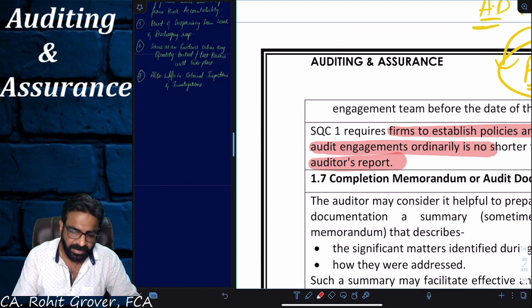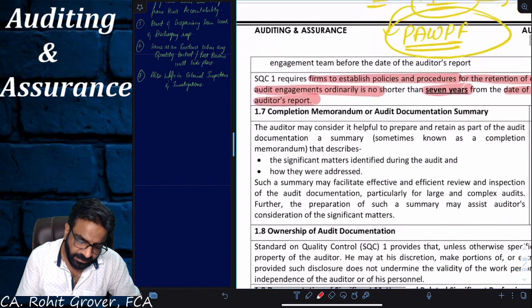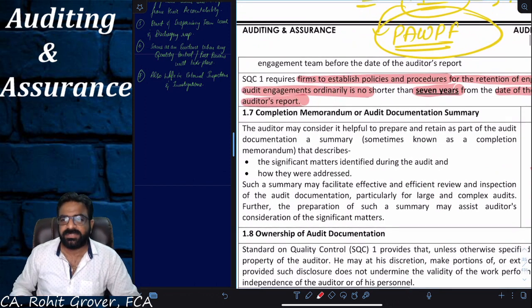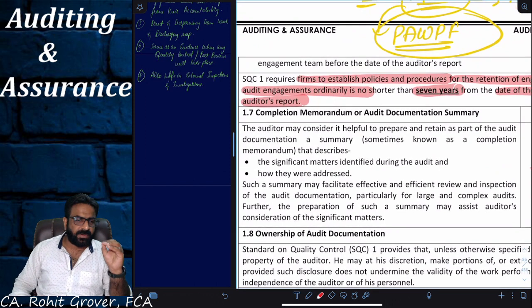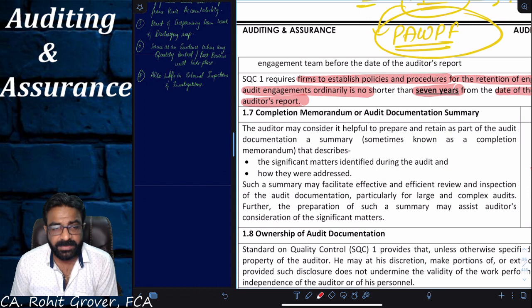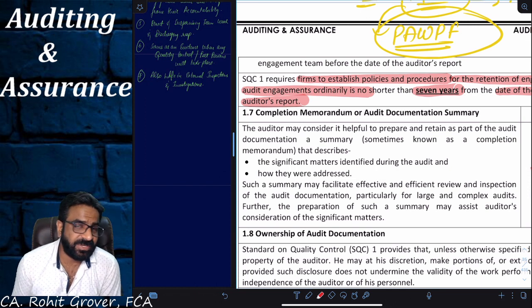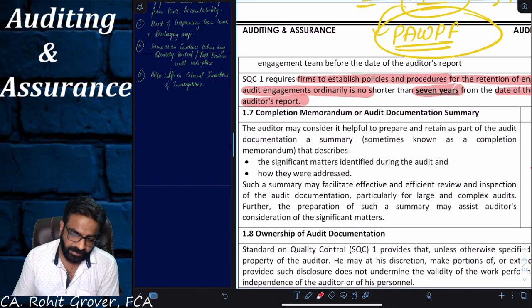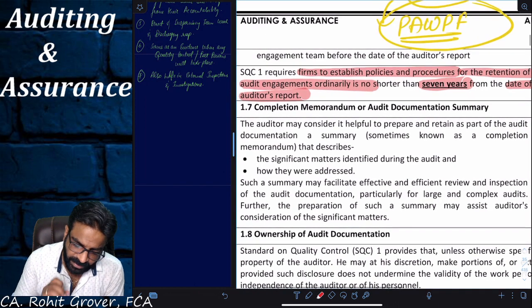As simple as that. So what are the 2 MCQ questions we have done today, everyone? What is the assembling time as per SQC 1? 60 days after the audit report, you must have done the assembling. And what is the documentation time period for preservation in your office? 7 years, everyone. Clear or not? Any doubt so far, everyone?